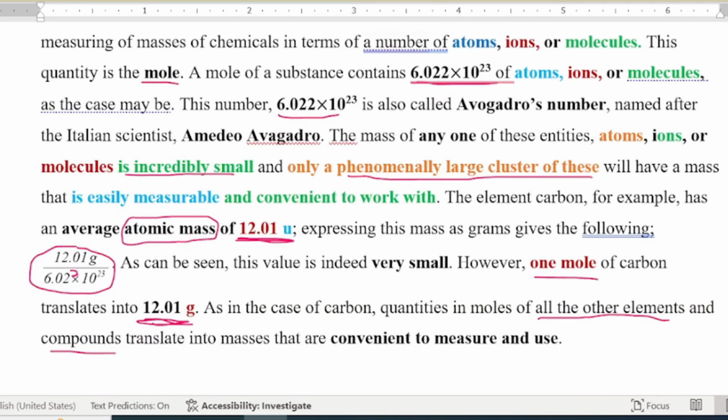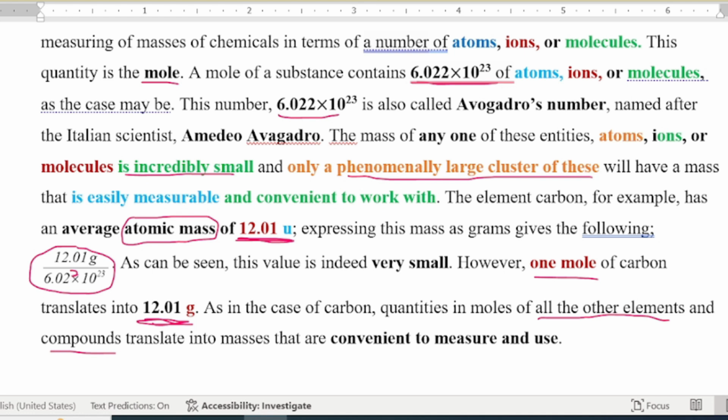The element carbon, for example, has an average atomic mass of 12.01 u, or atomic mass unit, of course. Expressing this mass as grams gives the following. You take 12.01 grams of carbon and divide it by Avogadro's number, and that will be the mass of one carbon atom, or this here. And this is incredibly small. As can be seen, this is very small.